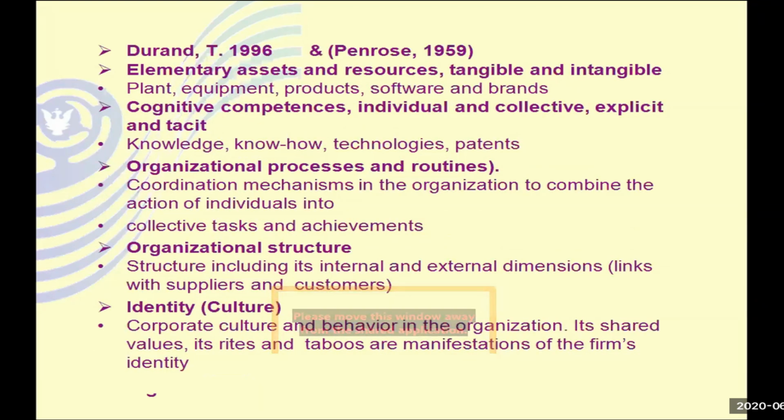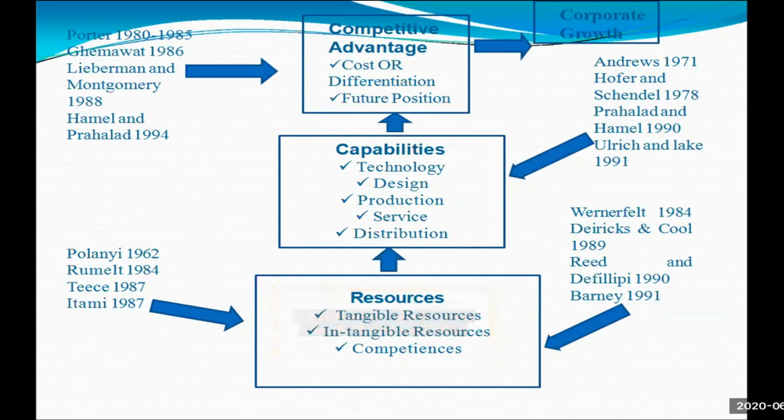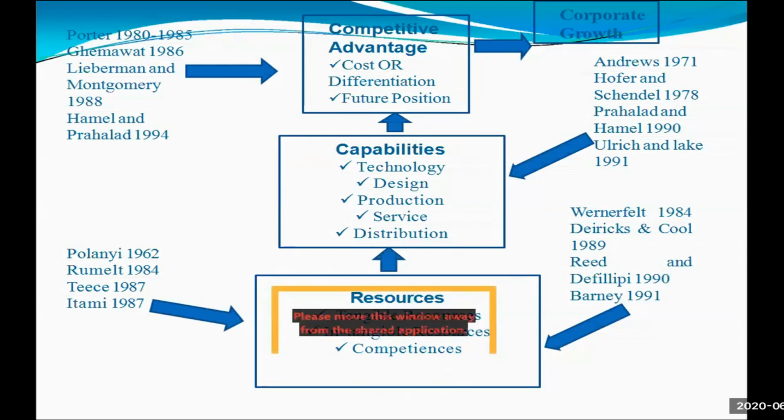So there's a lot. Organizational structure, we talked about culture, organizational processes and routines. These are part of the core competencies and the resources and capabilities that are very, very important. What we've been driving is this, that previously we've seen resources, and we've seen what the resources are. Now these resources derive capabilities when they are properly used and utilized. Now these capabilities, for example, technology is a capability, design, production, and so forth.